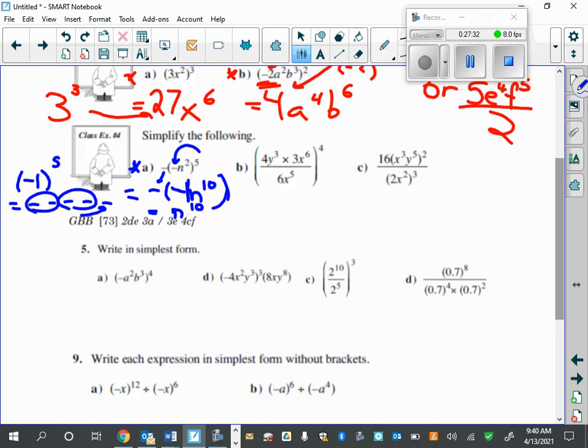So the negative out front, leave it, and then the negative in the bracket stays as negative, because the negative times itself 5 times equals a negative. Then you multiply the negative times negative, which makes 10 nacho cheeses. That's a pretty good appetizer.